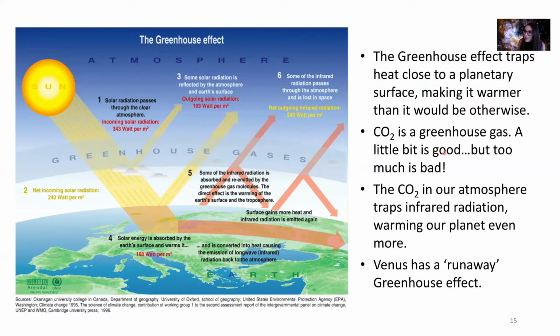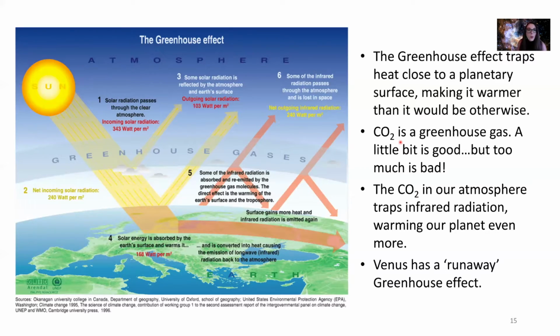But way, way, way too much carbon dioxide is a really bad thing. And so right now, what we're experiencing on our planet is a rapid increase in the amount of carbon dioxide in our atmosphere. It's causing the greenhouse effect to sort of run away from itself and to make us warmer, even warmer than we should be naturally, because of all this extra carbon dioxide that humans are pumping into the atmosphere.